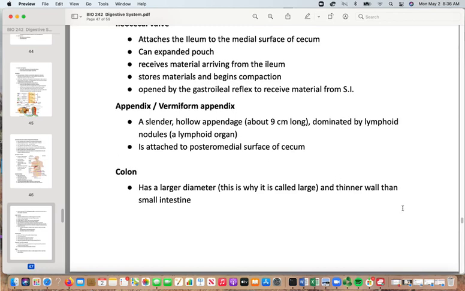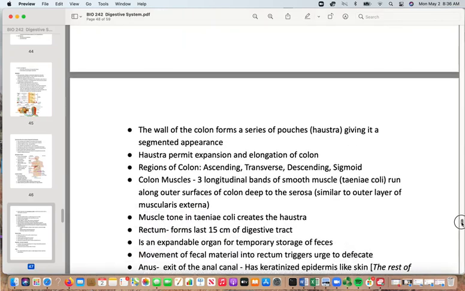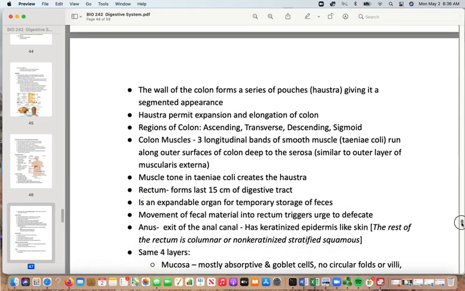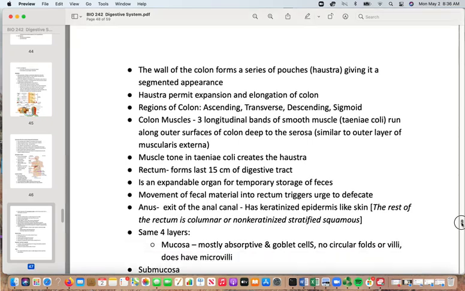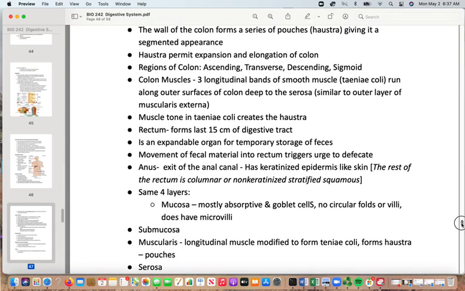We call the colon the large intestine because of the large diameter, and it does have thinner walls than the small intestine. It's going to form a series of pouches we call the haustra that make it appear segmented. This is going to allow expansion as you go. There are 3 longitudinal bands of muscle, the taenia coli, that run along the outer surface. The muscle tone is what's going to create the haustra. So it's almost kind of like an elastic creating some pouching on there.